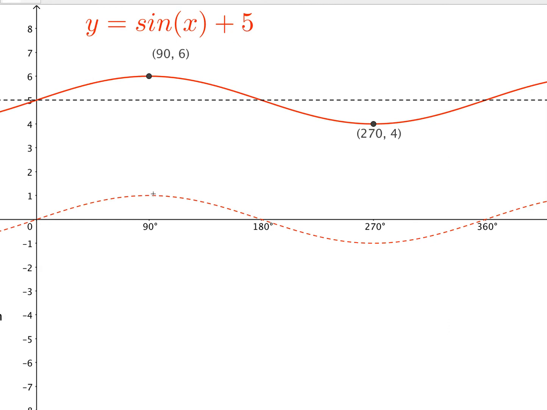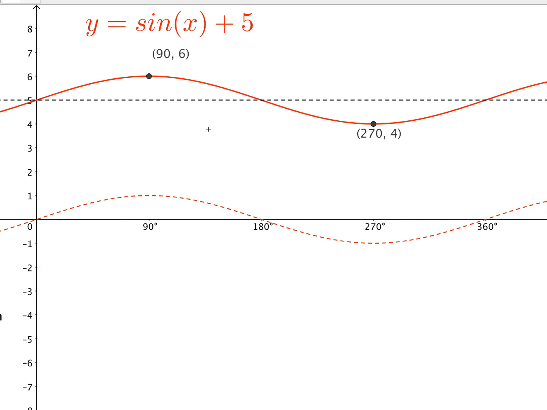So at 90 degrees the y coordinate was 1. It just gained 5 to become 6. At 270 degrees the y coordinate had been negative 1. It just gained 5 to become 4. At 0, 180 and 360 the y coordinate was 0. They gained 5 to become 0, 5. 180 degrees, 5. 360 degrees, 5. Everything slid 5 up. Sine x is a y coordinate, they all gained 5.